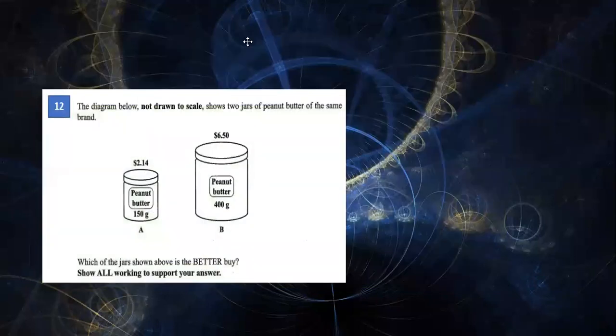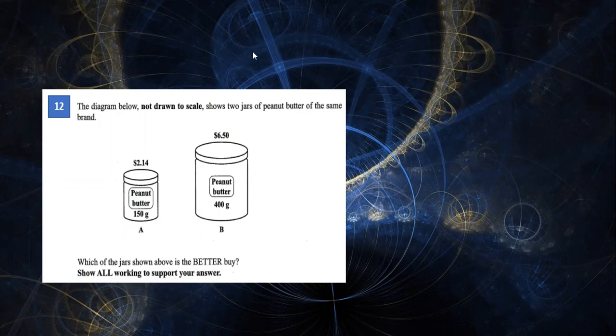So now this is a question that may come as well. Better buy. It says the diagram below, not drawn to scale, shows 2 jars of peanut butter of the same brand. Jar A, $2.14 for 150 grams. Jar B, $6.50 for 400 grams. Which of the jars shown above is the better buy?